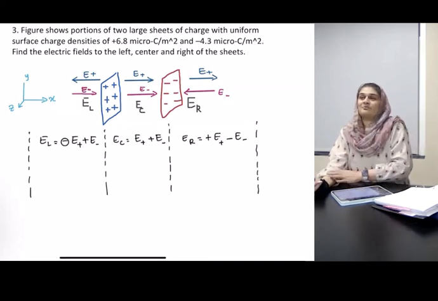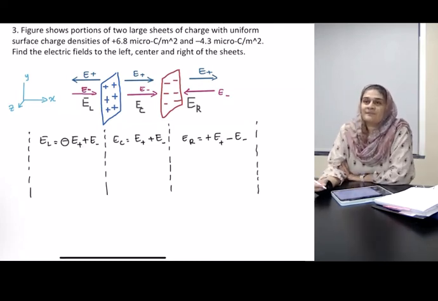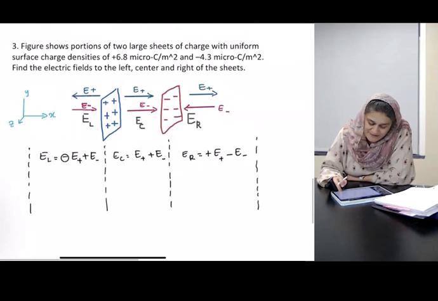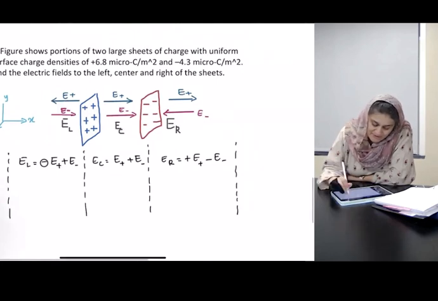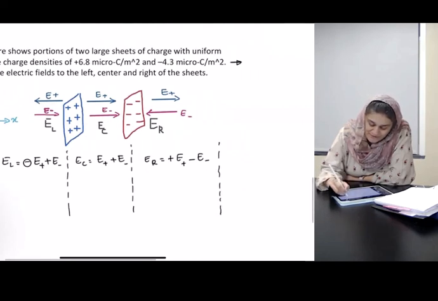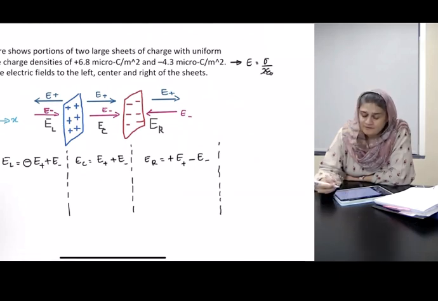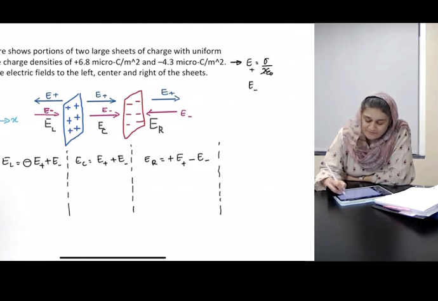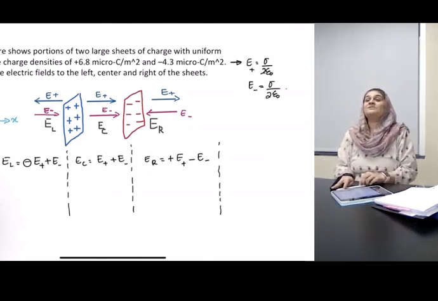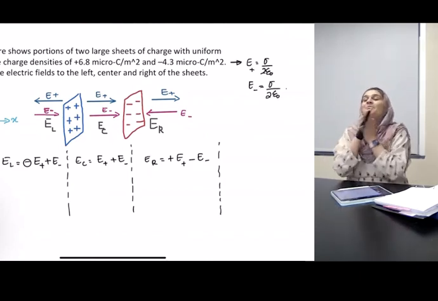And then it's just a matter of plugging numbers in. This gives me charge densities, so I have to convert the charge densities into E fields. How will I do that? These are sheets, right? So I have to do one for E plus and I have to do one for E minus. Once you have your E fields, then it's just a matter of plugging numbers in.